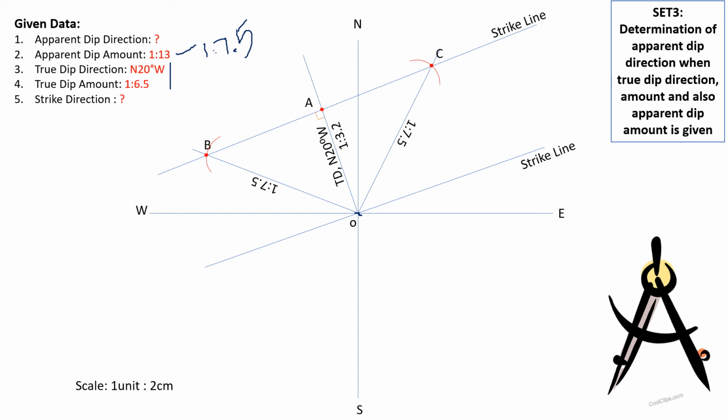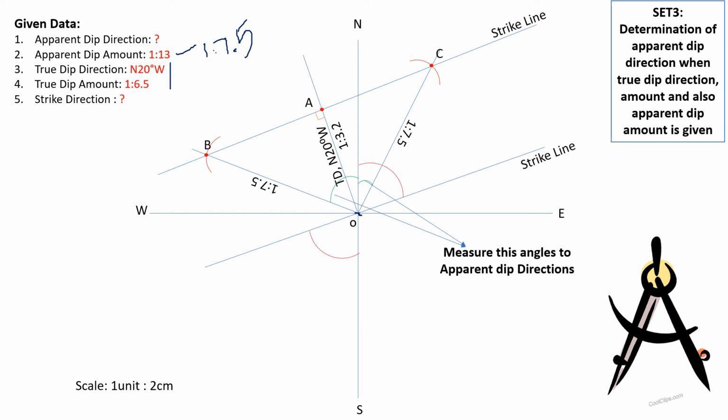Now there is no need to measure this distance because we already know the apparent dip amount, but we have to measure these angles with respect to north for the line OC and with respect to north for the line OB to get the apparent dip directions. So here we will be getting two directions, one with respect to north for the line OC and one for the line OB. One is north to east and another will be north to west.